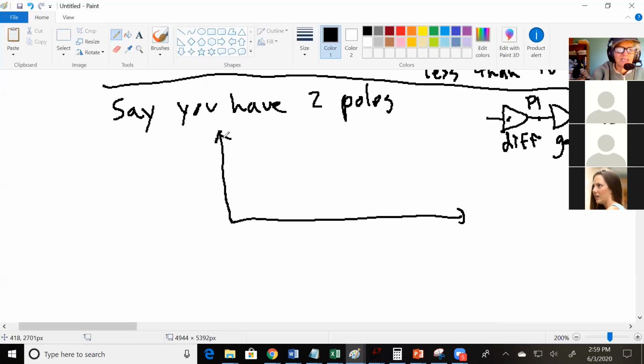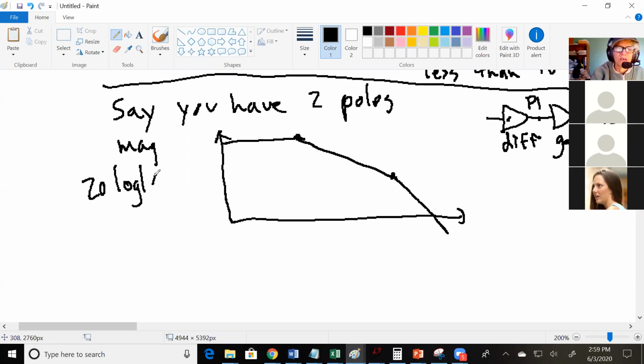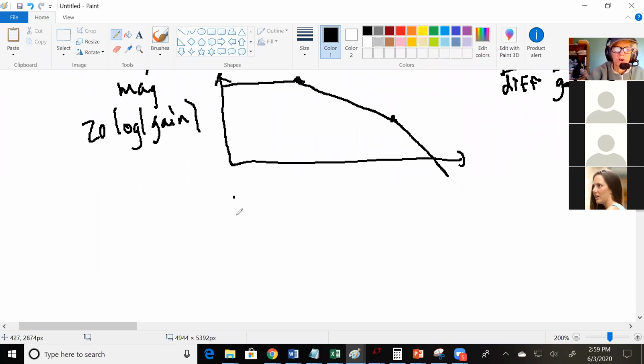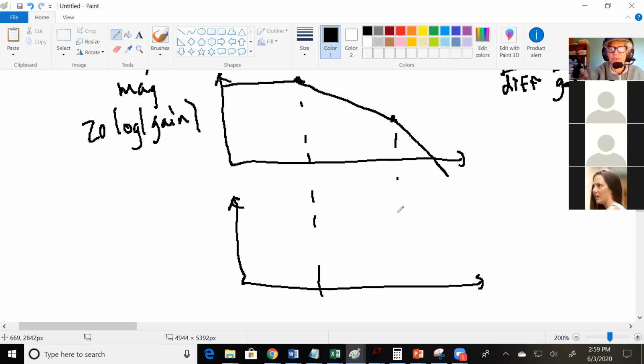Whatever your lower frequency pole is, these poles won't be in the same place. What Barkhausen says, this is magnitude, 20 log of gain. What Barkhausen says is, well, I know at 180 degrees phase shift I'm getting positive feedback. But if the signal being fed back at 180 degrees phase shift, in other words, positive feedback, is so small that I can ignore it, then it doesn't matter that I'm getting positive feedback.